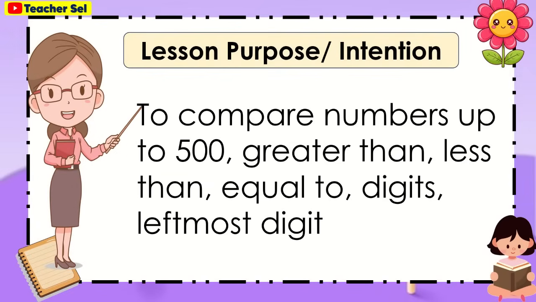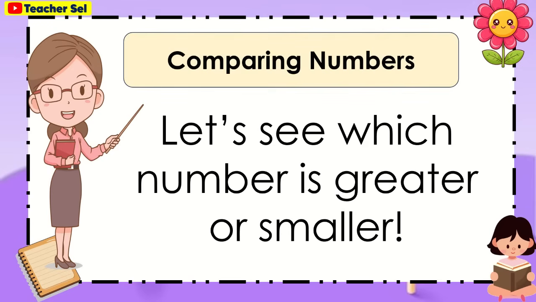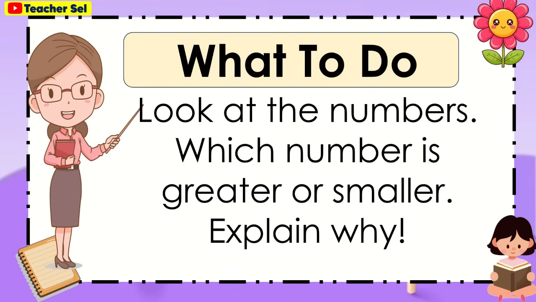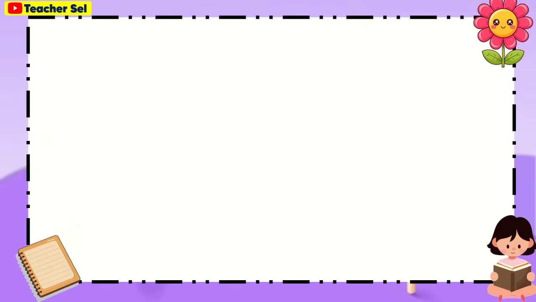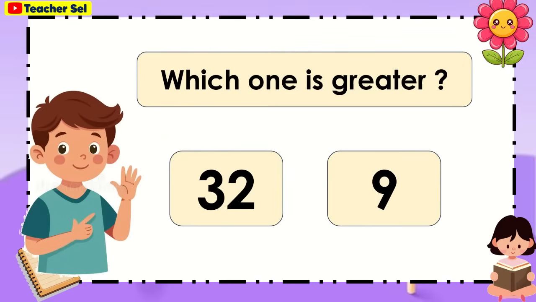For the lesson purpose, to compare numbers up to 500: greater than, less than, equal to, digits, leftmost digit. Comparing numbers. Let's see which number is greater or smaller. Look at the numbers. Which number is greater or smaller? Explain why. Which one is greater? You're right, it is 32.